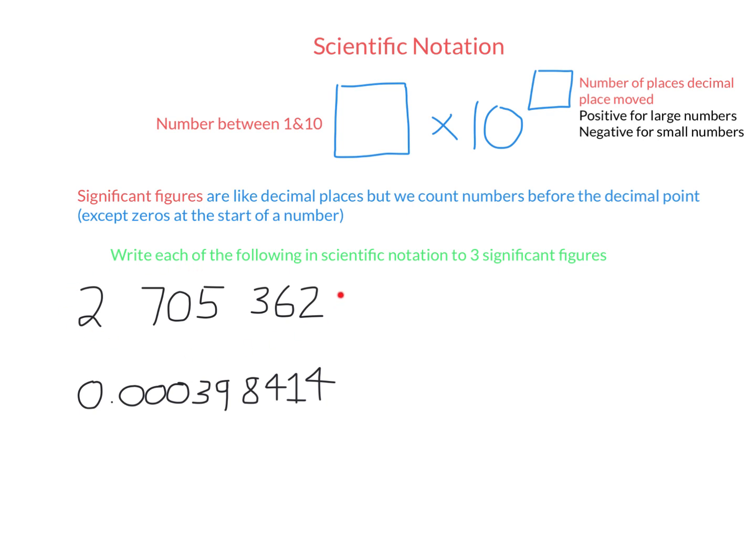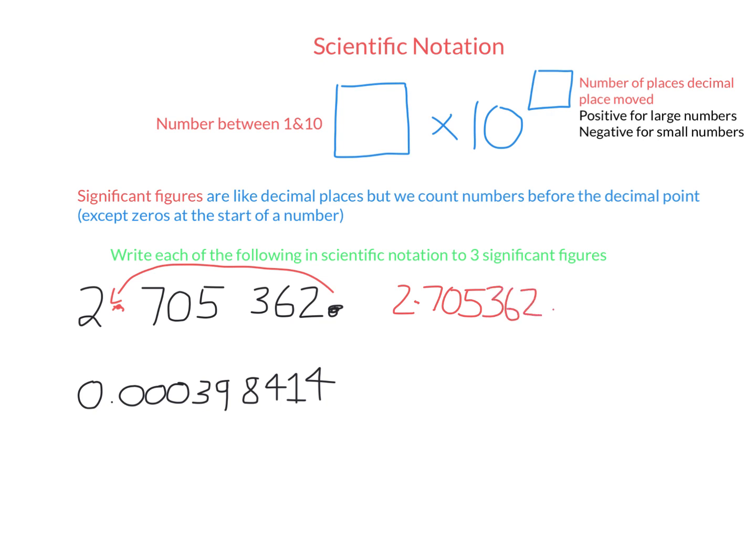So I'm going to write this number here in scientific notation. The first thing we need to do is locate the decimal point, which would be here. For a whole number, it's just at the end of the whole number. So to find the number that goes in the first box, I just keep moving this decimal point until the number's between 1 and 10. If I move the decimal point to here, the number becomes between 1 and 10. In fact, it becomes 2.705362. So that goes in the first box.